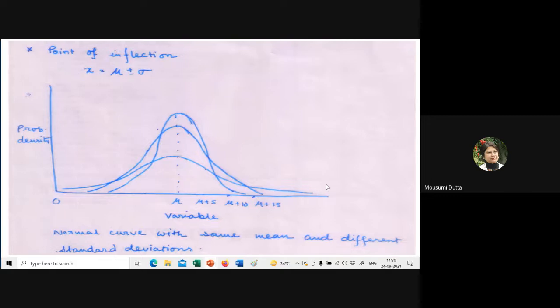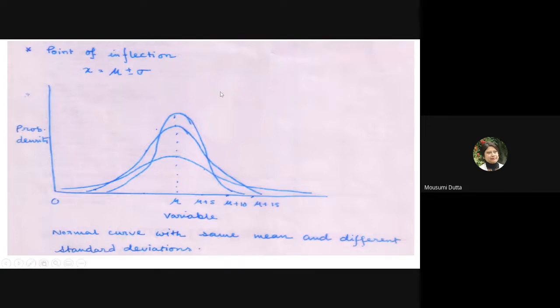Okay, next, when we talk about any curvature, we have to concentrate on the second order derivative. The second order derivative will be equal to zero when there is neither convexity nor concavity, which means the curve is basically changing its curvature. So what we have to do is consider the probability density function of the normal distribution and set the second derivative equal to zero. Because second derivative equal to zero means the curve has neither convexity nor concavity. Actually, the curve is changing its curvature.